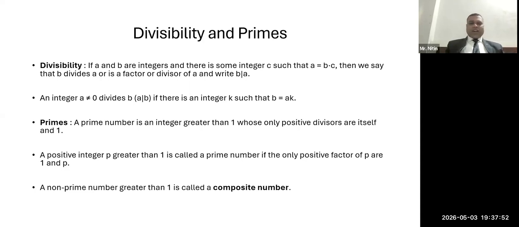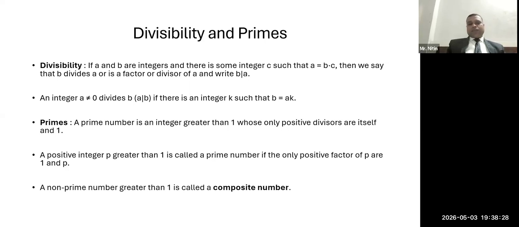So you can take C or K or any letter. An integer A, which is not equal to 0, divides B, written A | B, if there is one more integer K such that B equals AK. In the previous definition we wrote A equals B into C. Here we took one more integer, instead of C, we took K. And we represent this as B equals AK. So that is divisibility.